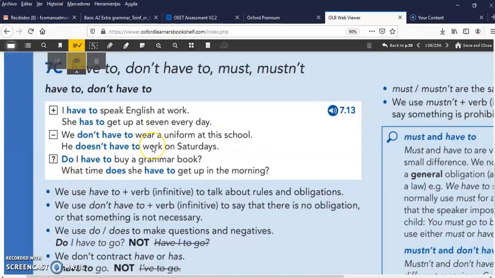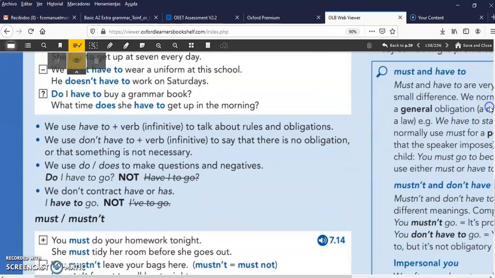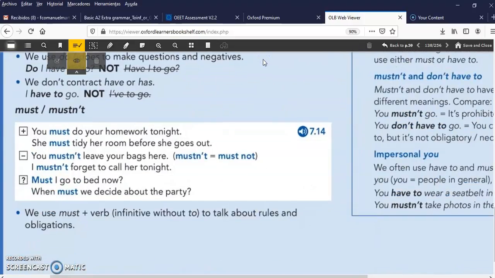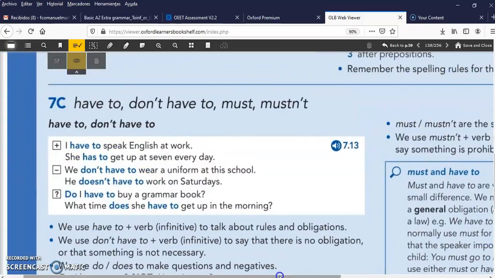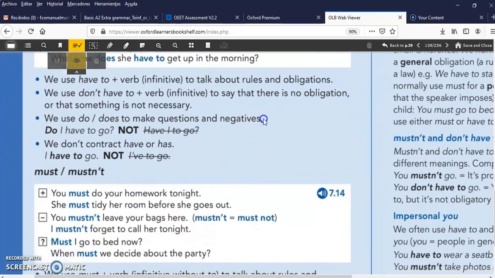He doesn't have to work on Saturdays. Él no tiene que trabajar, no necesita trabajar los sábados. No hace falta, pero puede trabajar. Como si le pones la frase I don't have to study 10 hours to pass English. No tengo necesidad de estudiar 10 horas, pero puedo estudiar 10 horas o 15 o 20 las que sean. ¿Vale? So this is the idea. Entonces es obligation. You don't have to, no hace falta hacer algo.